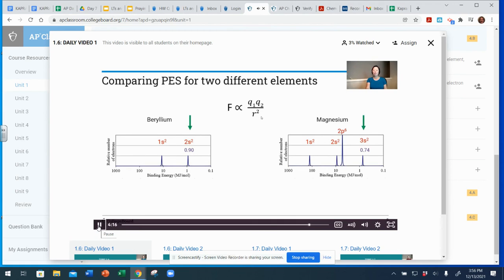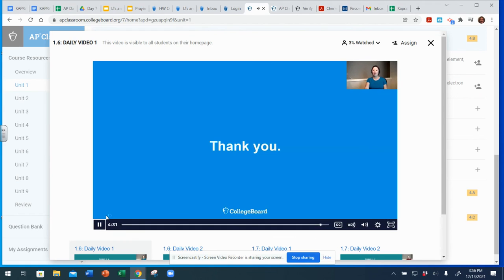So tying this back to Coulomb's law, remember again, if our r value is increasing, meaning the distance between the electrons and the nucleus is greater, that means the force of attraction is less, and that means that there would be less binding energy.